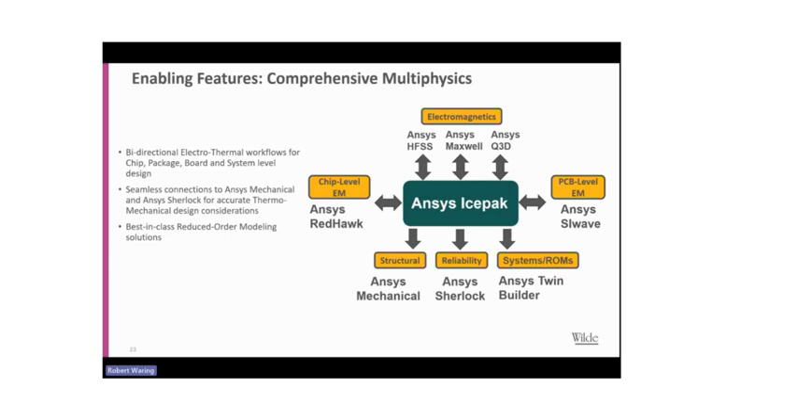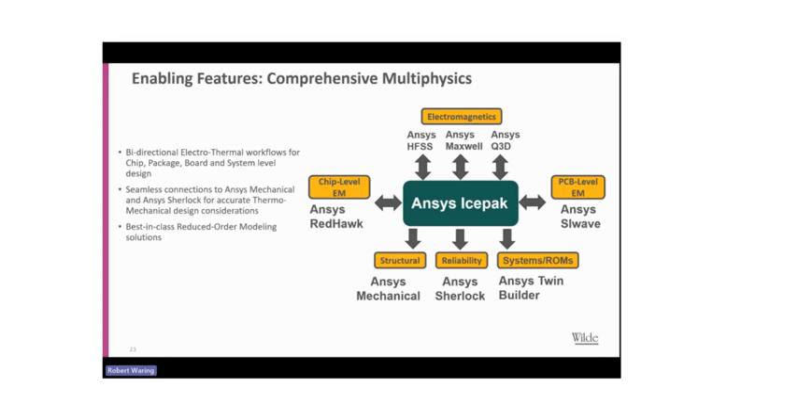The success of modern electronics relies on the seamless integration of multiple physical phenomena during the design process. The ANSYS suite offers a comprehensive multi-physics solution that addresses the bidirectional electrothermal workflows for chip, package, board, and system-level designs. By establishing seamless connections with ANSYS Mechanical and ANSYS Sherlock, engineers can accurately consider thermal-mechanical interactions. Additionally, ANSYS provides best-in-class reduced-order modeling solutions to further enhance the efficiency and accuracy of the design process.